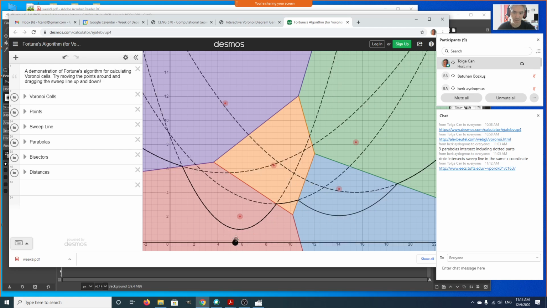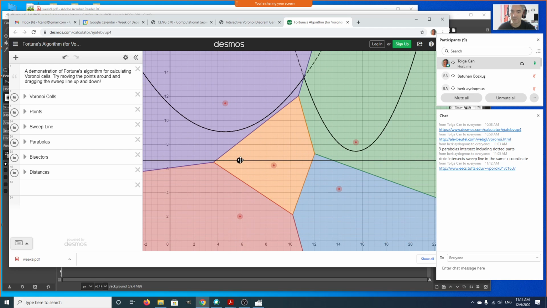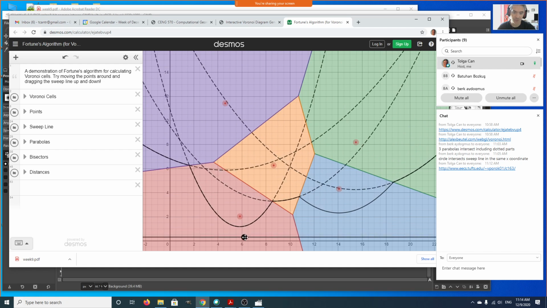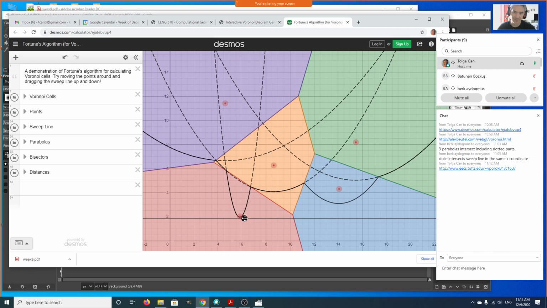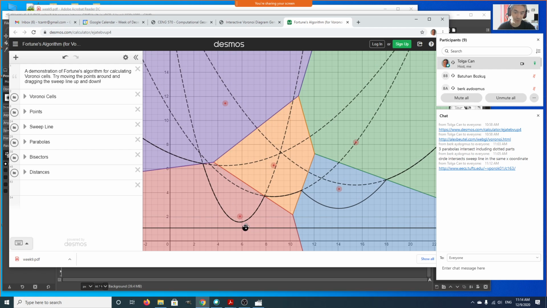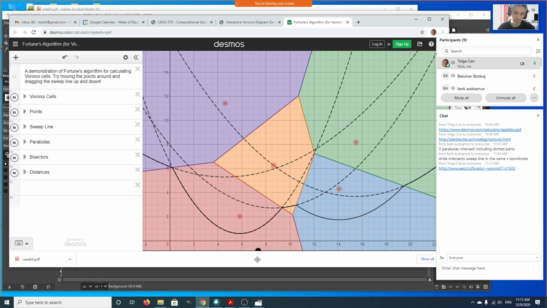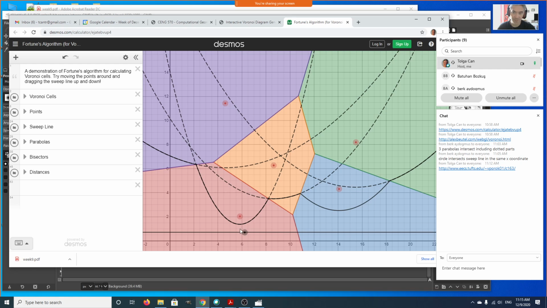And it goes on like this until we process all the site events and circle events. For example, after we process the last site, there may still be circle events, like for this vertex. But after the last circle event is processed, it means that we have found all of the vertices of our Voronoi diagram. Some of the edges may still continue all the way to infinity.